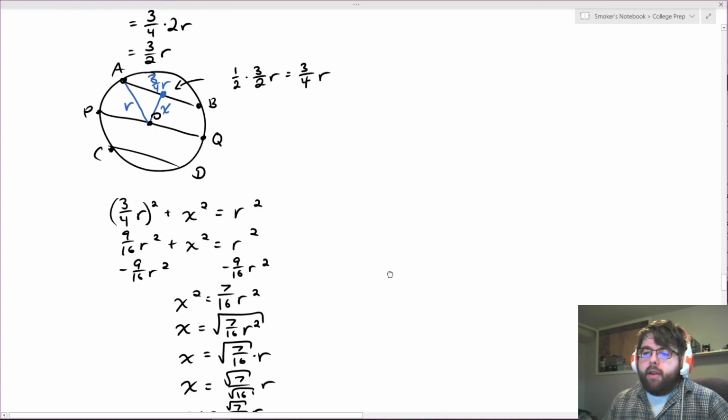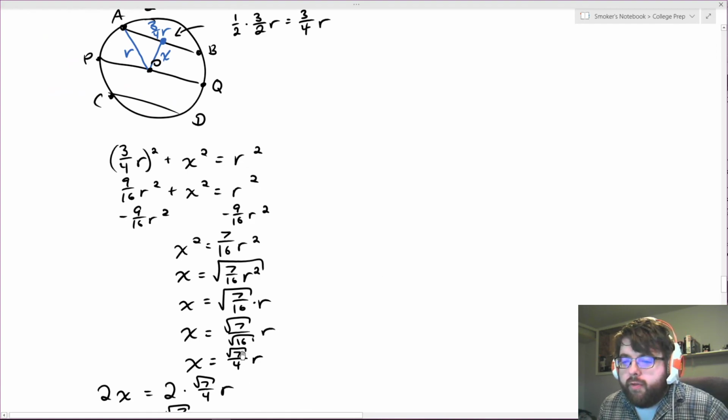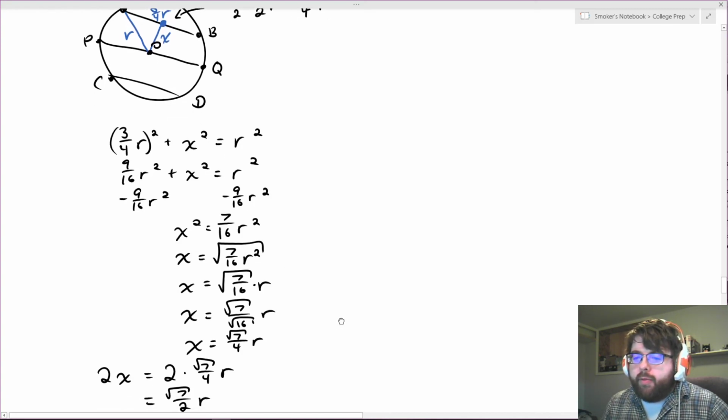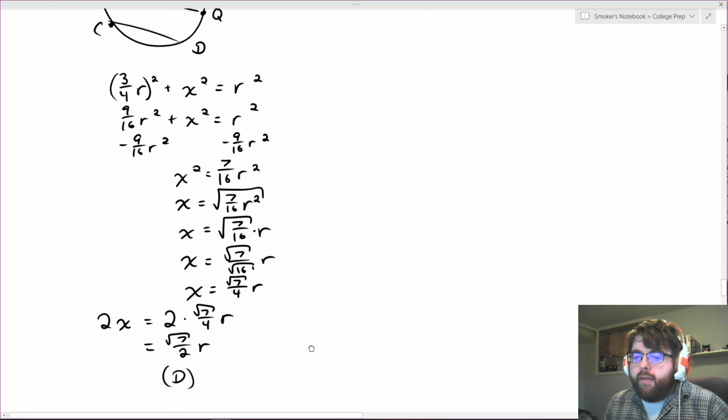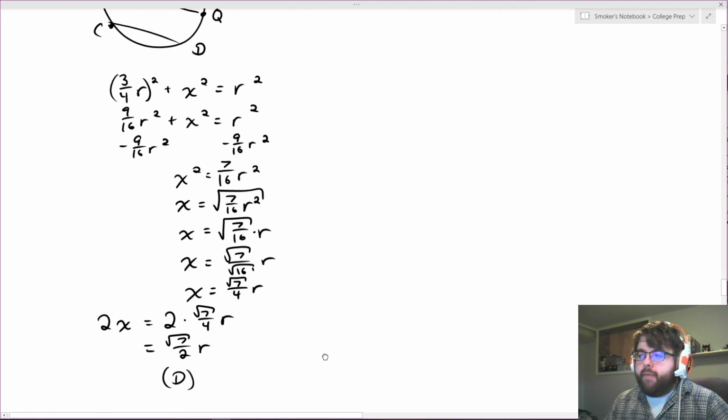Once I took the square root of everything, I had the square root of 7 over 4r, which is option B. But that's not the answer. That's only half the answer. We have to double that. So multiplying that by 2, 2 over 4 simplifies to 1 over 2, and we have root 7 over 2 r.